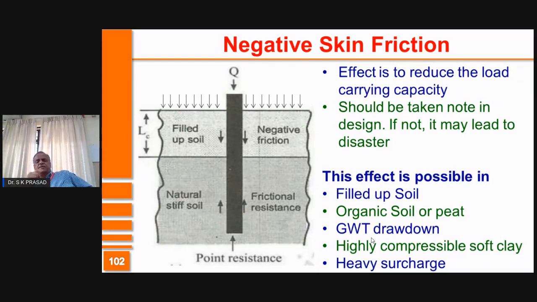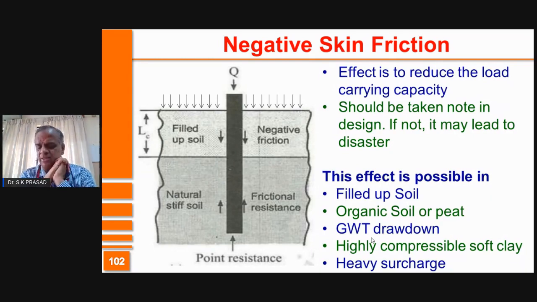Sometimes people have made the mistake. They assume that it will increase the capacity. No, it's going to be minus. And there have been many failures reported because of that. So one has to be very careful. Negative skin friction will definitely induce negative capacity.